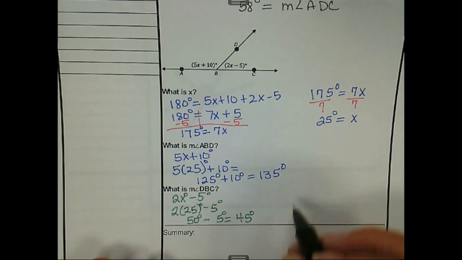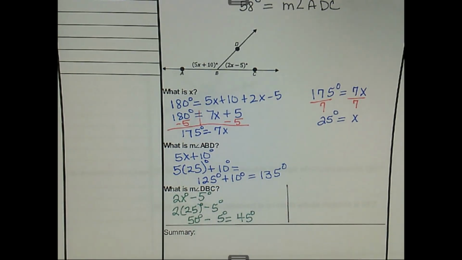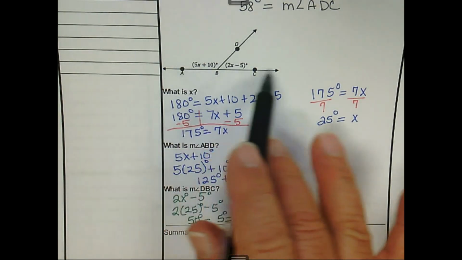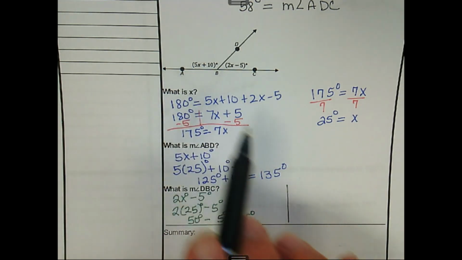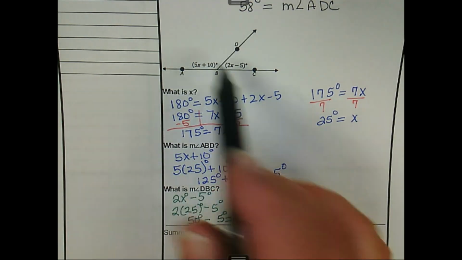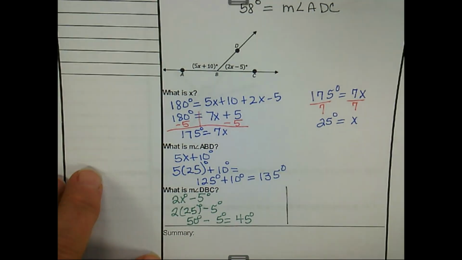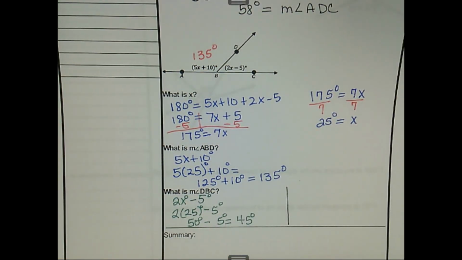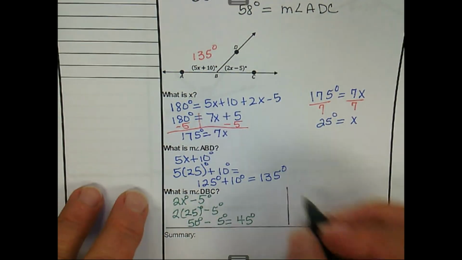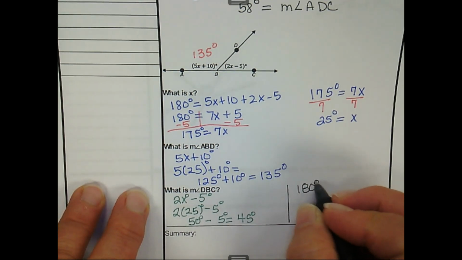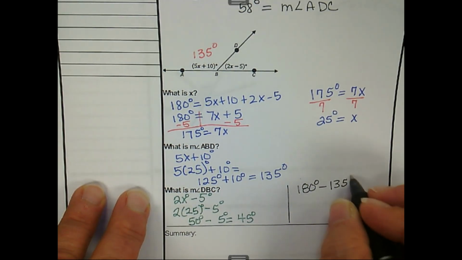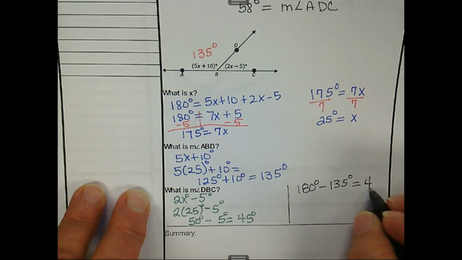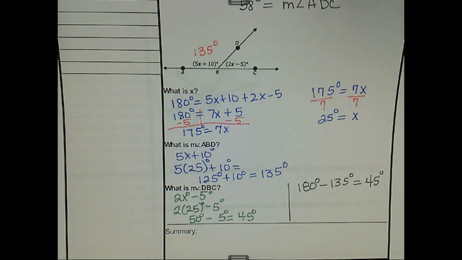What would be the other way? Well, I know that these two form a straight line. If this one is 135 degrees, how do I find the other? Well, by subtraction. The whole thing is 180 degrees. I'll subtract the 135 degrees that I found earlier, and I end up with 45 degrees. So it's 45 degrees. Which way am I going to use? Which way are you going to use? Whichever makes the most sense to you.